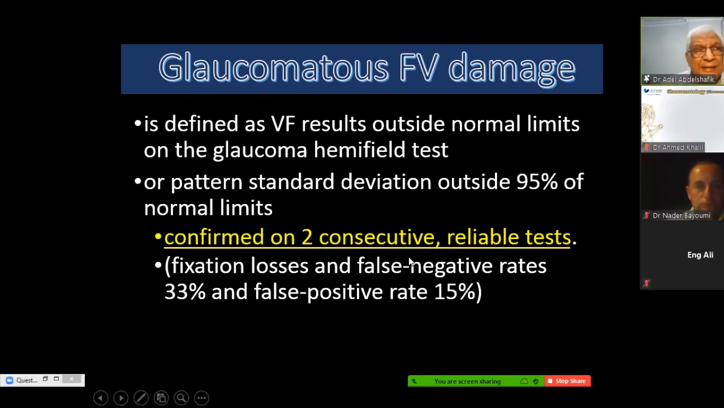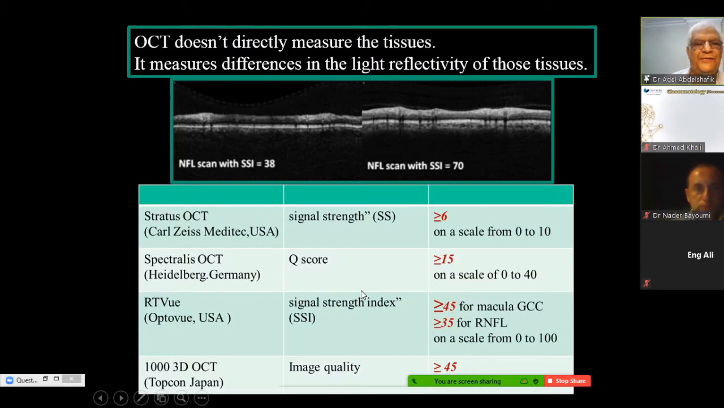I don't accept any changes being real unless I see them in at least 2 further fields. For the OCT, you need to make sure that the signal strength is fine, because with low signal strength you get low data. Each machine has its own level of significance. Below that, you don't accept the results. And you have to memorize all these numbers.